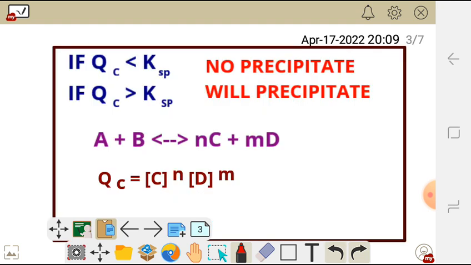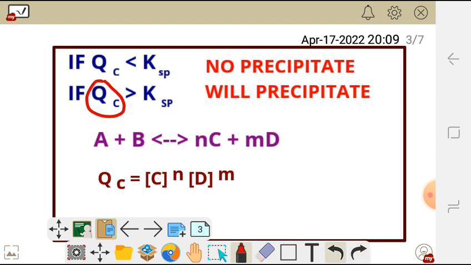We can know if the precipitate will be formed by comparing the QC with the KSP. If the QC is less than KSP, then no precipitate will be formed. And if the QC is greater than the KSP, then a precipitate will be formed. But what is this QC and what is the KSP? QC is simply the reaction quotient and KSP is the solubility product constant.